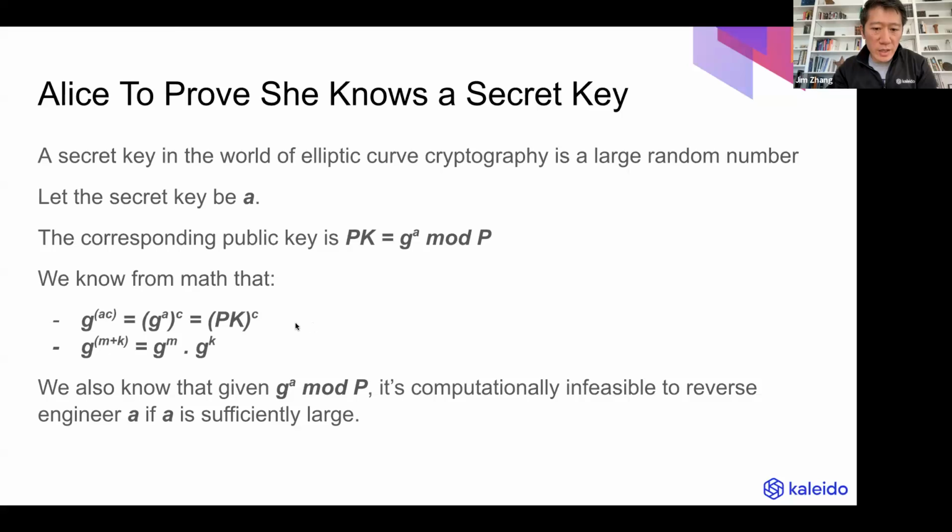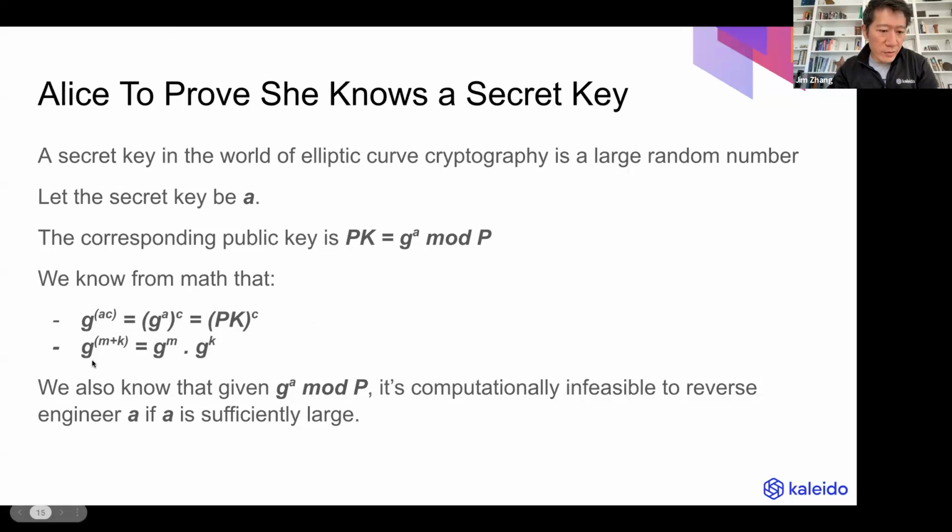And to demonstrate that you have possession of the private key, there is some basic math that needs to be observed. First of all, G raised to the power of A times C equals G raised to the power of A, and the result is raised to the power of C again. And that's equivalent to the public key raised to the power of C.